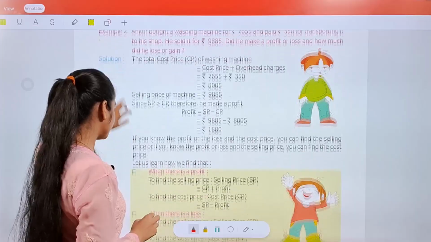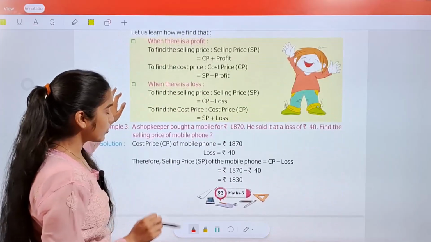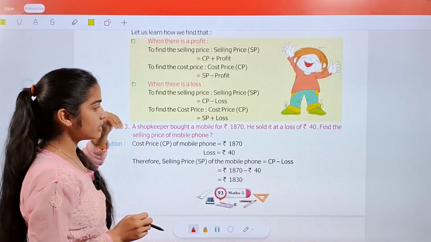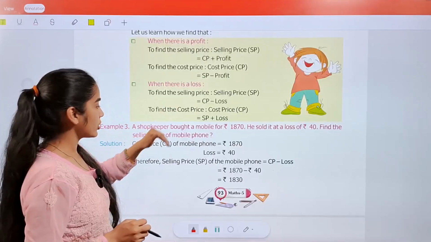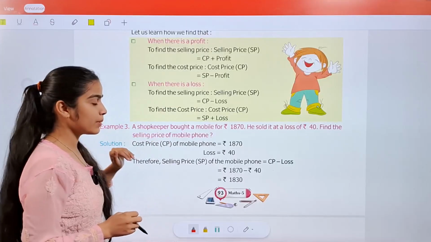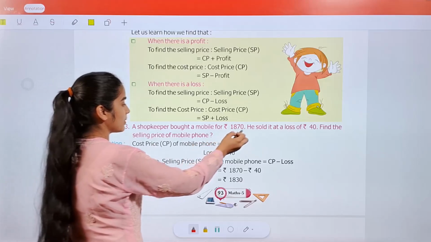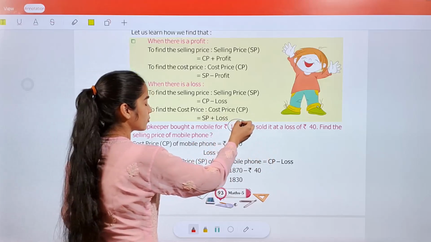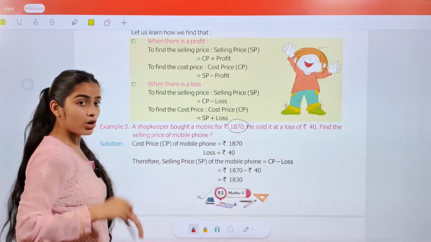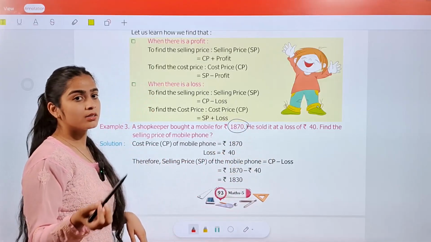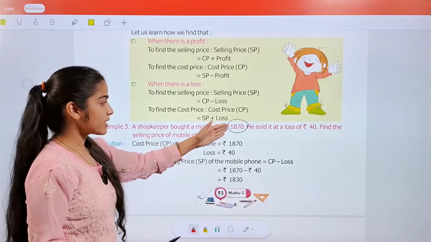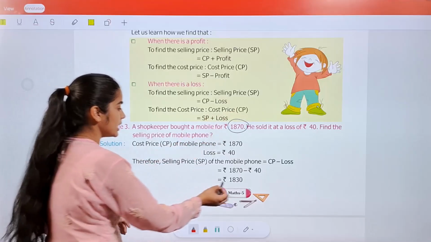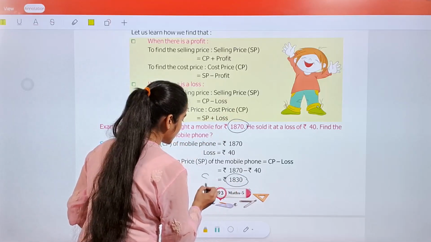Next, a shopkeeper bought a mobile for 1870. He sold it at a loss of 40 rupees. Find the selling price of the mobile phone. कि अगर कॉस्ट प्राइस हमारा ये है, यानी कि बाय किया था, तो सेलिंग प्राइस हमारा ये और 40 के लॉस में फिर उन्होंने वो सेल किया है, तो it means 1870 minus 40, which is 1830. उनका क्या था? सेलिंग प्राइस था.